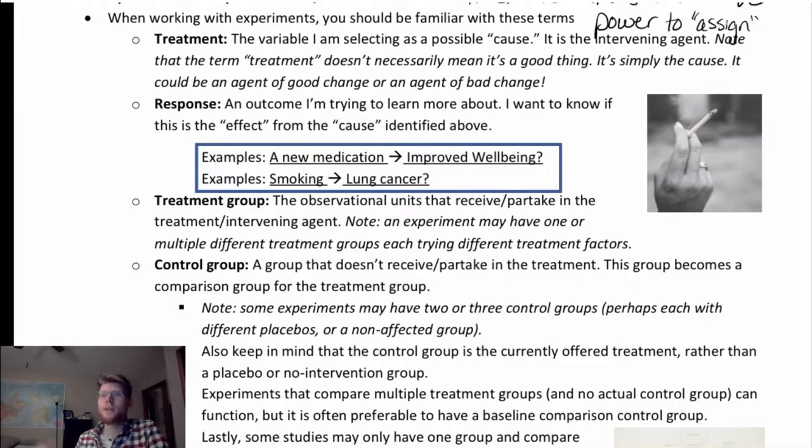The response would be the outcome of interest. It would be the effect. So that might be the number of days with a sickness, or some kind of outcome or measurement that I'm interested in understanding more about.